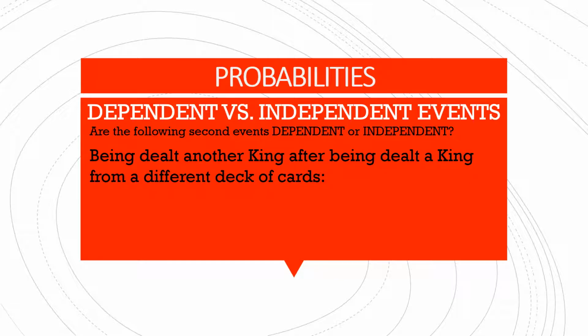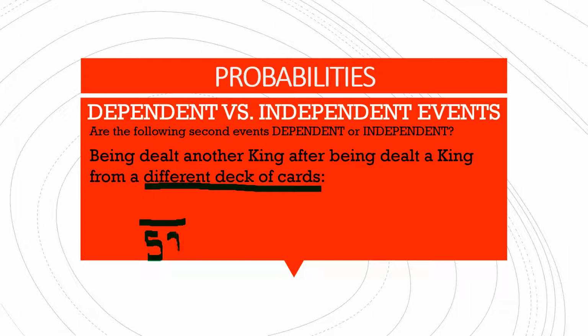Let's do another one. Being dealt another king after being dealt a king from a different deck of cards. Now this sounds a lot like the one we just did, doesn't it? But the key words here are from a different deck of cards. So you're going to have a new deck of cards both times. So let's do the probability fractions for these and see if they're independent or dependent. The first time you are dealt a king out of a deck of cards, the total amount of cards available is 52.